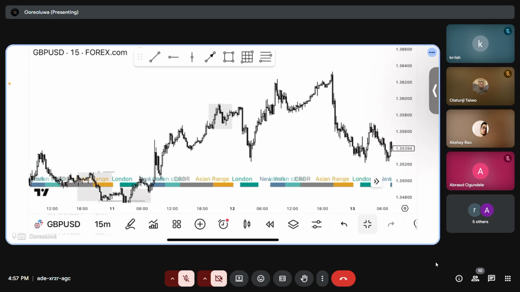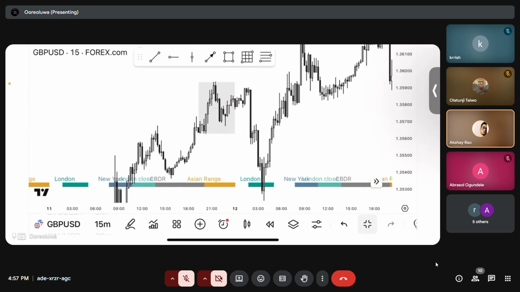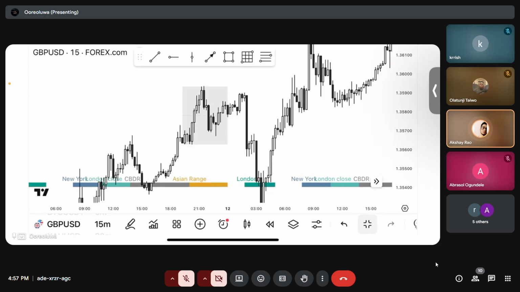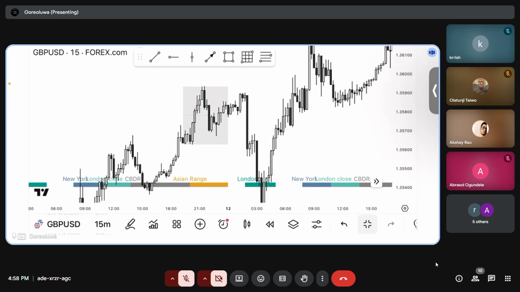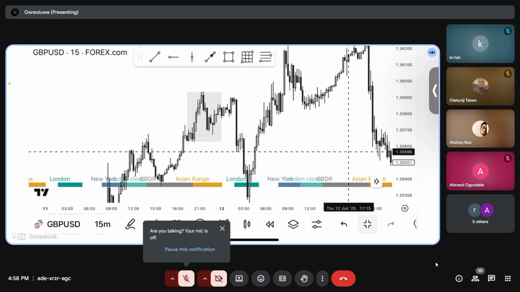Just edit your fair value, your Fibonacci. Mine is starting from 0, then minus 1, minus 1.5, minus 2. So use -1, -2, and 2.5. Make sure you have -1, you have -2, and you have 2.5. Use that.